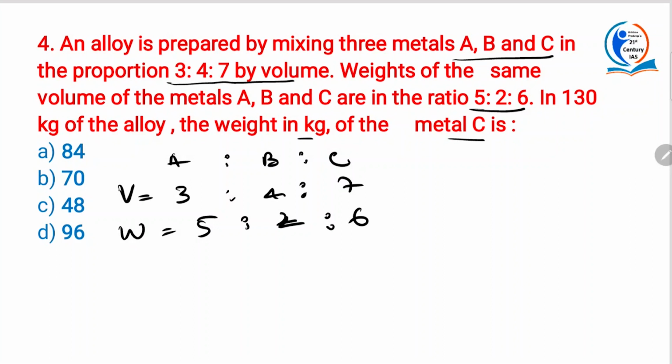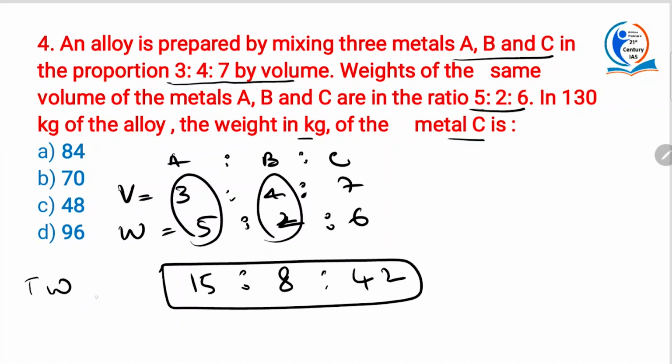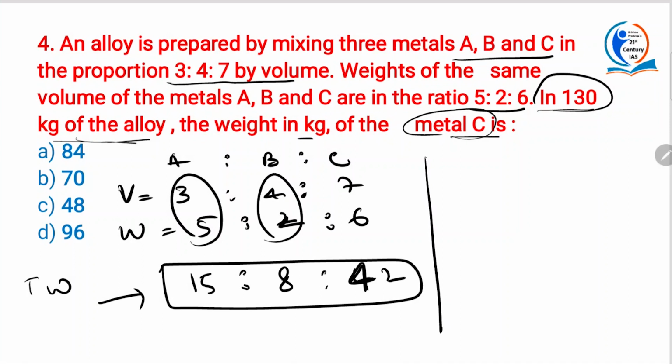Now, what will be the ratio of total weights? Ratio of total weights will be 15, that is 5 into 3, is to 4 into 2, that is 8, is to 7 into 6, 7 6s are 42. So, this is the ratio of total weight. Now, what are we supposed to find? In 130 kg of alloy, the weight in kg of metal C. So, they are asking only C's contribution if the 130 kg alloy is taken. What is C's contribution to the weight? It is 42 by 15 plus 8 plus 42 into 130.